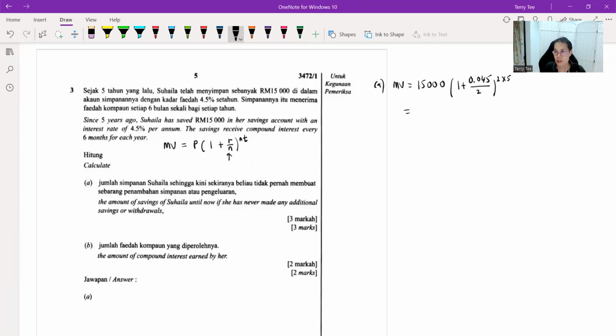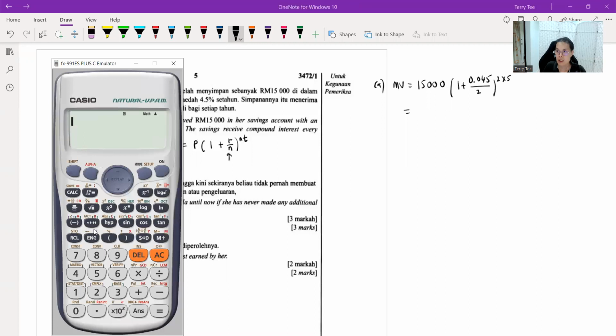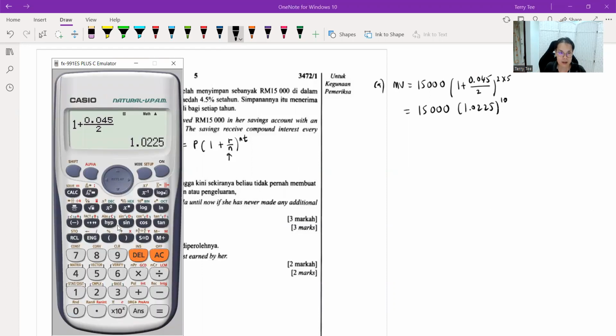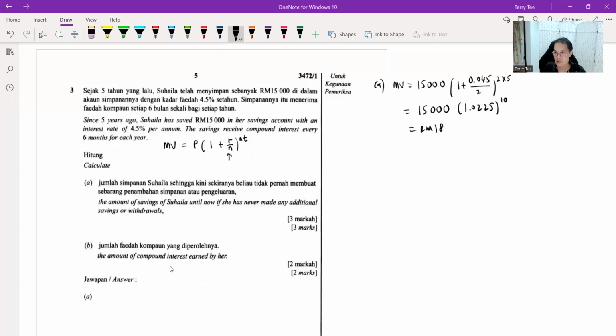So let's just work it out. Let me calculate over here. 1 plus 0.045 over 2 is going to give us 1.0225. So this is 15,000, 1.0225 power 10. If you're lazy, just put the answer there, because this is the 1.0225 that we talk about, power 10. There you go. I got RM 18,738. Now, notice I didn't use any progression at all.